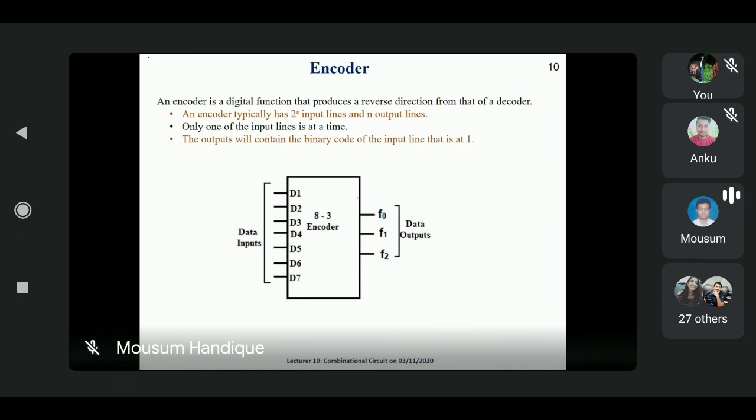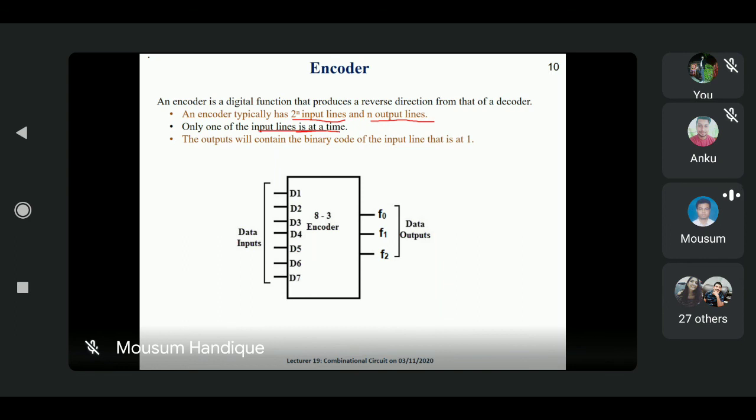An encoder typically has 2 to the power n input lines and n output lines. But the decoder has n input lines and 2 to the power n output lines, so it is called the reverse direction. So for the encoder, always 2 to the power n input lines and n output lines. Only one of the input lines is active at a time. That means what?